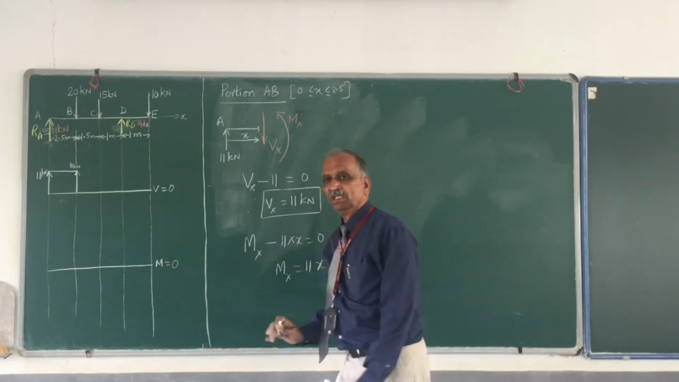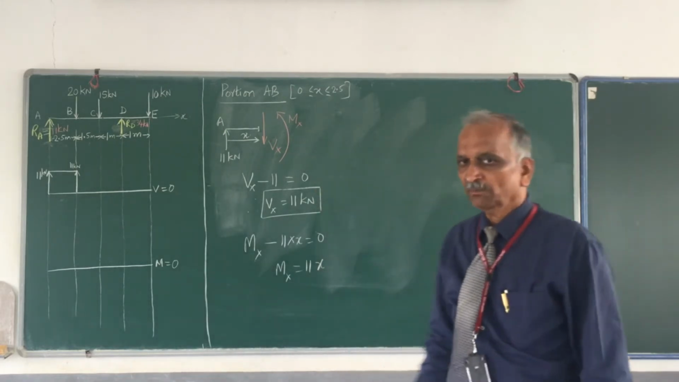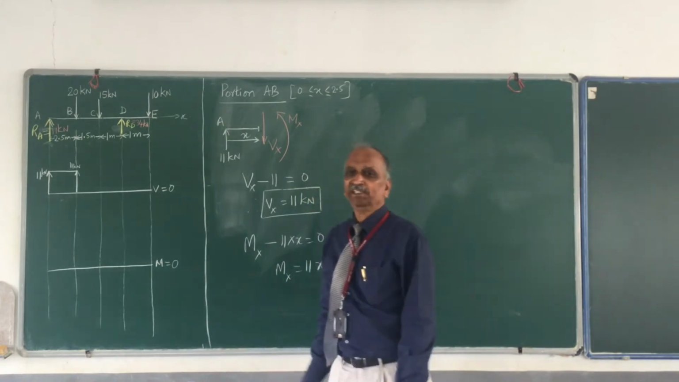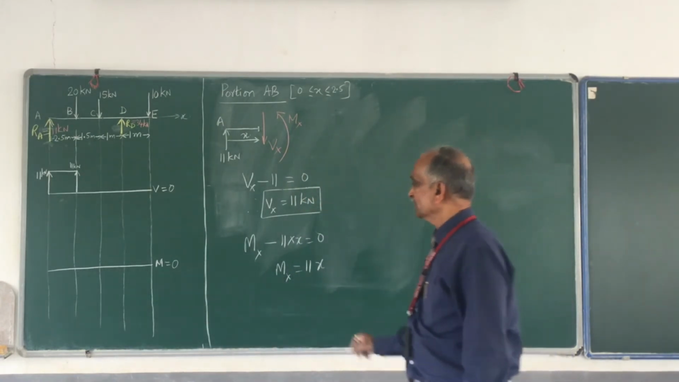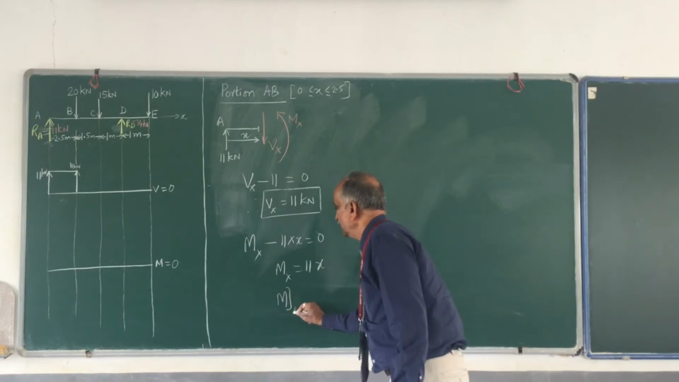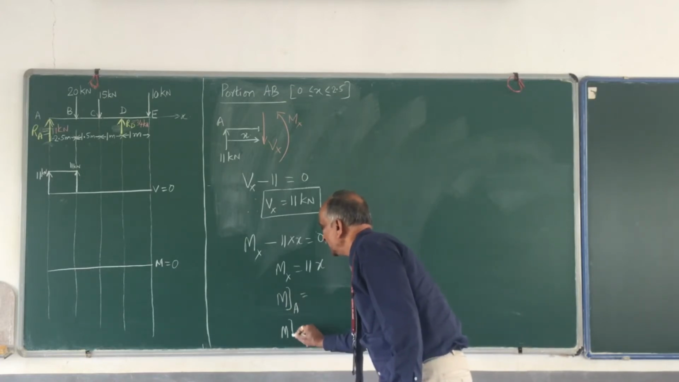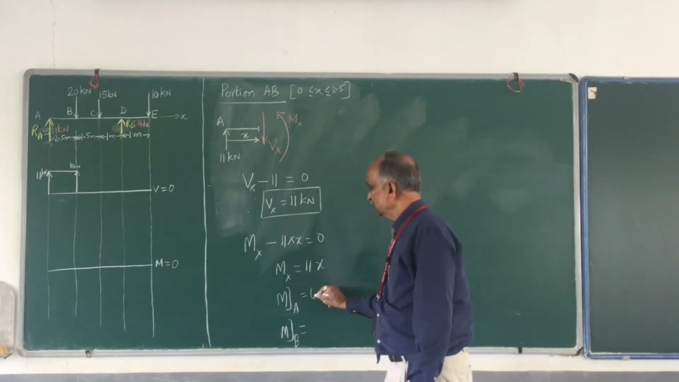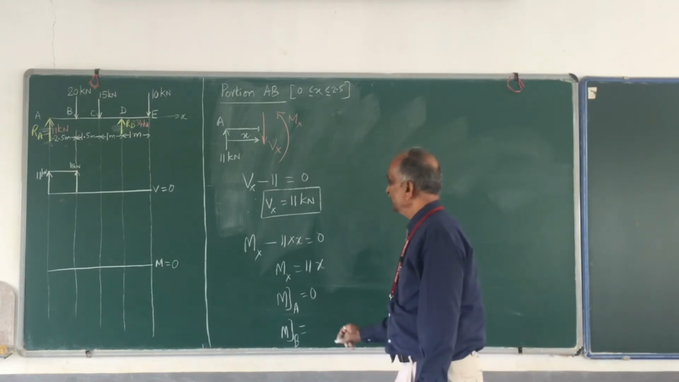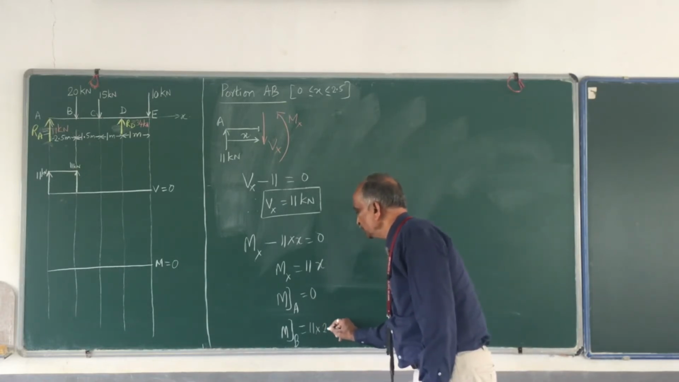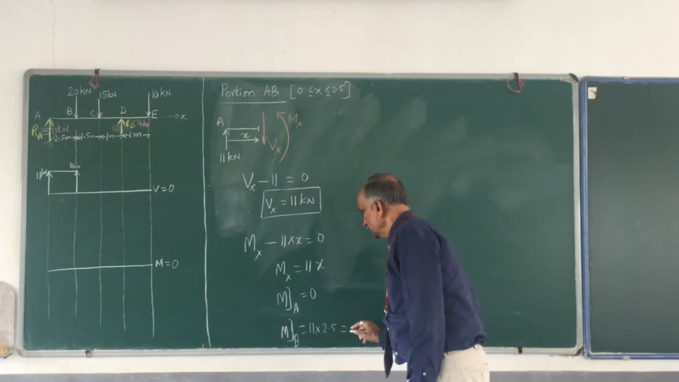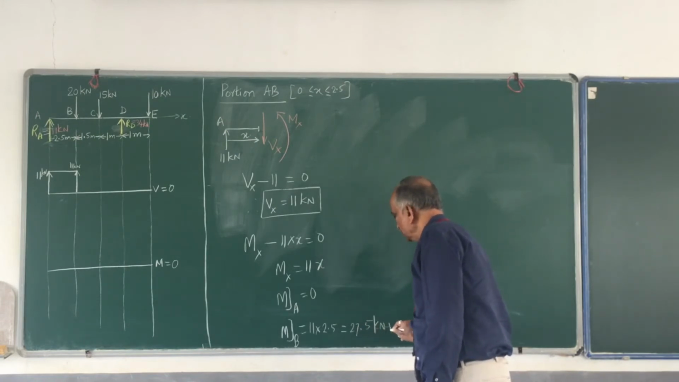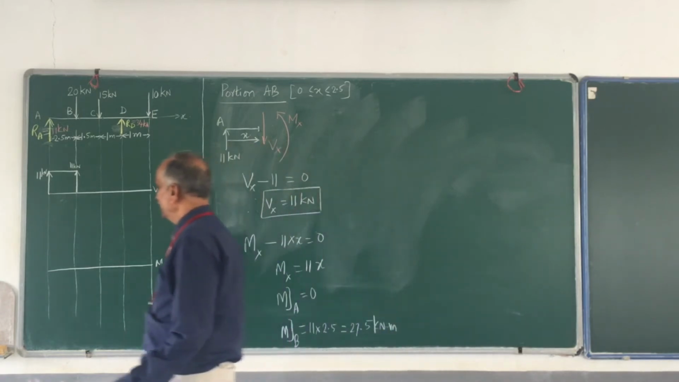So, therefore, Mx is equal to 11x. So, what is the observation? Bending moment between A and B is not constant. Bending moment between A and B is varying. Bending moment between A and B varies linearly. Straight line variation, 2 points are enough. Bending moment at A and bending moment at B. For A, what is the value of x? X is 0. Therefore, this is 0. For B, x is 2.5. That is 11 into 2.5. So, is it 27.5? 27.5 kilonewton meter.